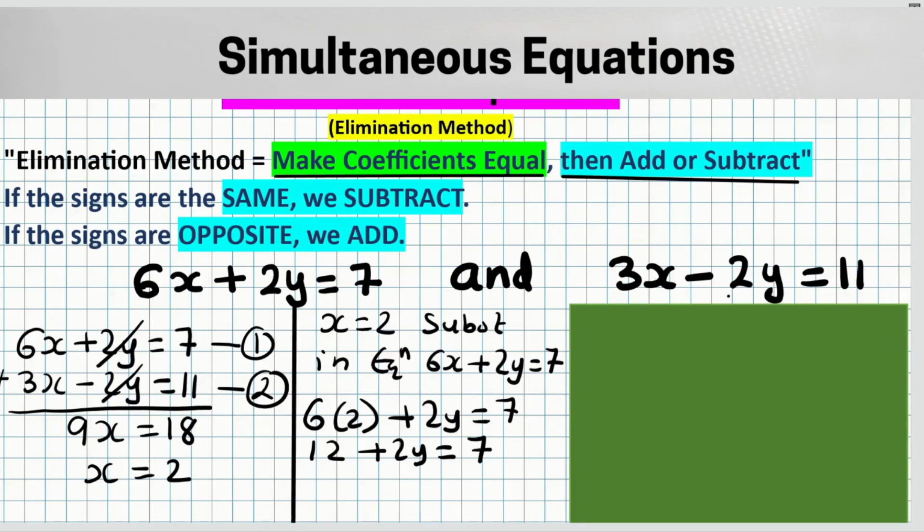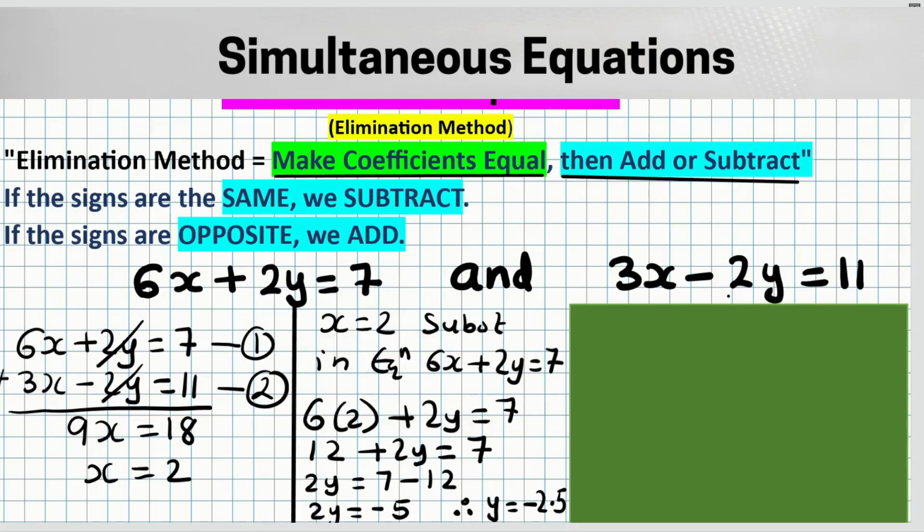This is the place where maximum students make mistakes. 2y is equal to 7 minus 12. 2y is equal to, plus minus is minus, sign of the greater number. So therefore, value of y is minus 2.5. I hope you understood this step, students, for getting the value of x and y by using elimination method.